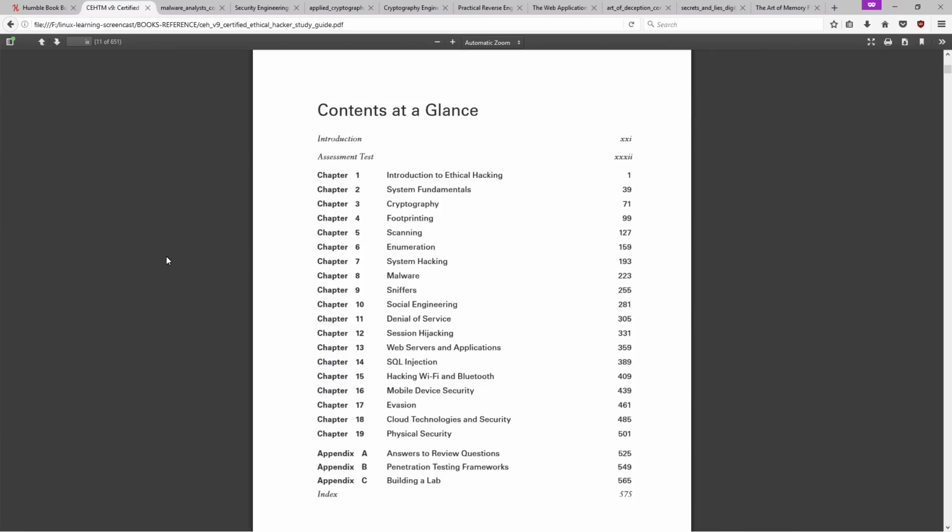The Certified Ethical Hacker Version 9 Exam Study Guide. It's pretty interesting because although it doesn't cover any of these things deeply, and that's also one of the criticisms of this book in the Amazon reviews, it does seem to actually cover a very broad range of subjects.